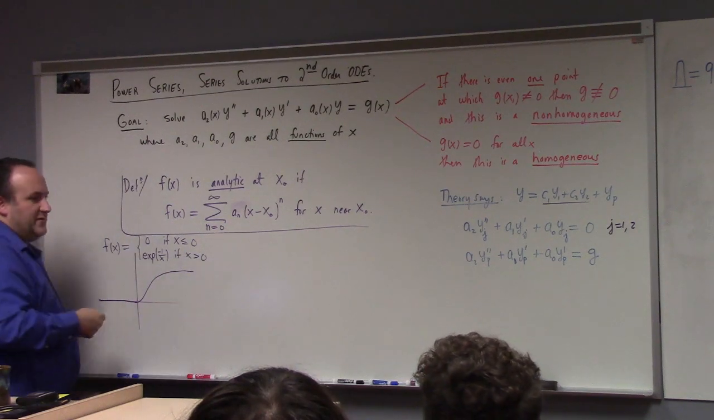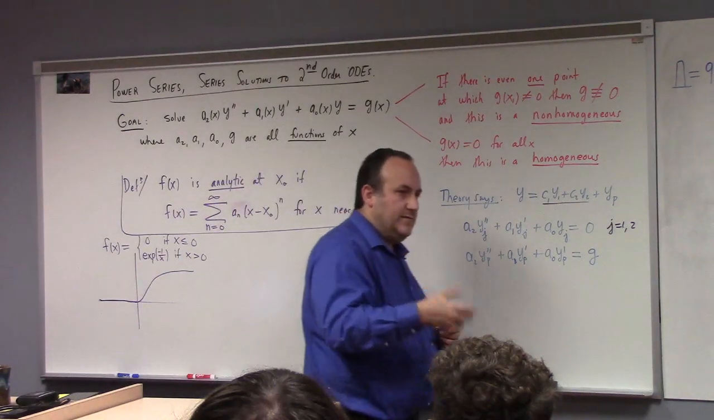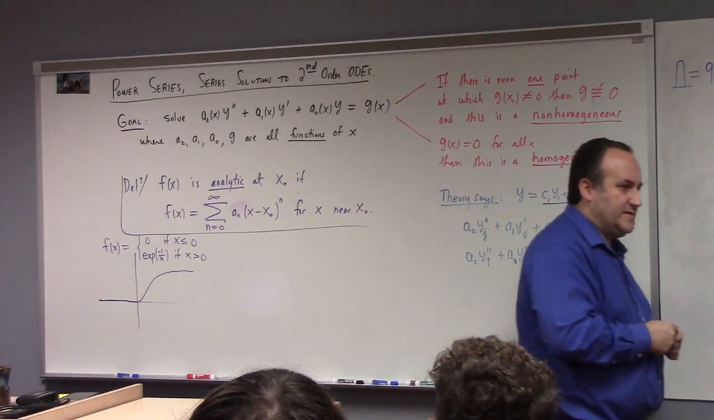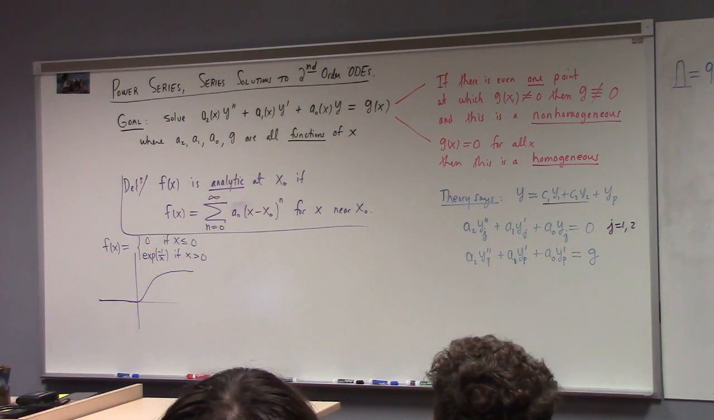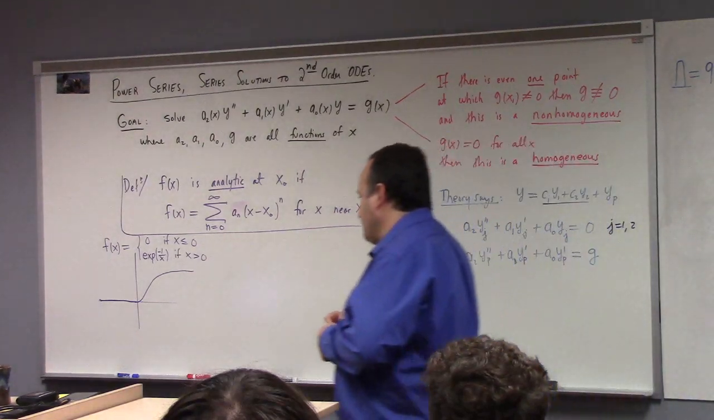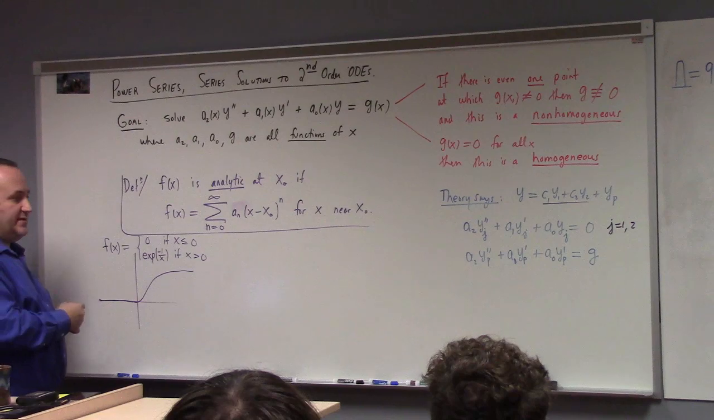So this particular function goes to 1 as x goes to infinity, because as x goes to infinity, 1 over x goes to 0, right? And obviously it's 0 for x less than 0. And for this particular function, if you calculate its Taylor series, right? What's the Taylor series?